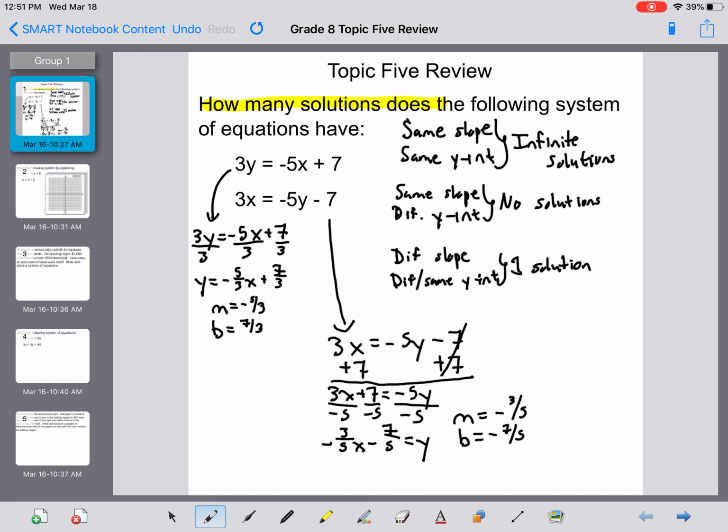Since I have different slopes, negative 5 over 3 and negative 3 over 5, those are different. And I have different y-intercepts, one's positive, one's negative. That means that there would be one solution. So this system of equations only has one solution.